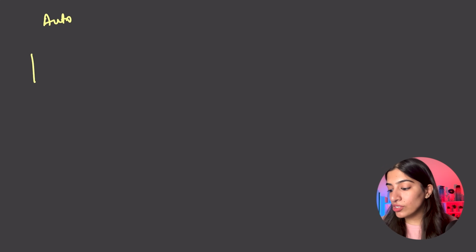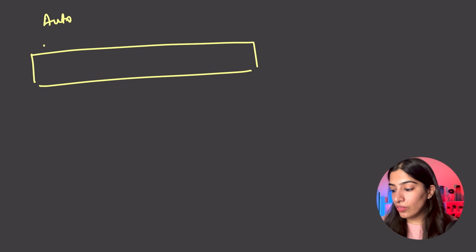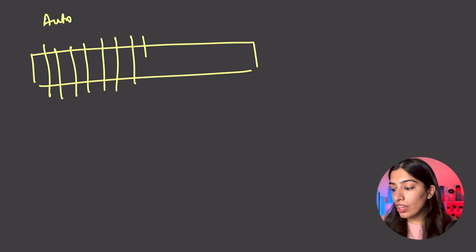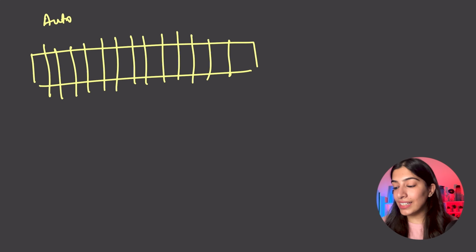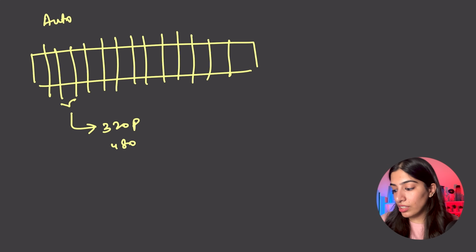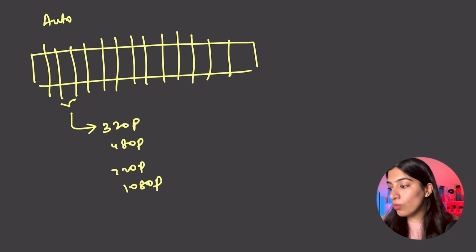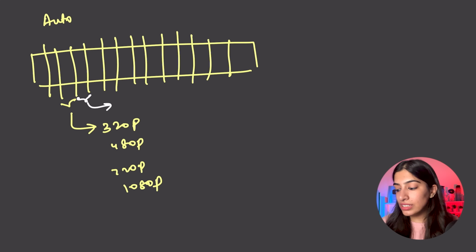So what is happening actually is that each video, when we divide it into chunks, what we have on the backend is that each chunk is also saved in different resolutions. So if this chunk is there, this chunk is saved at 320p, 480p, 720p, 1080p, and similarly for all the chunks. So suppose over here we detect that the network connection is actually worse. So the next chunk is going to come with a lower resolution.